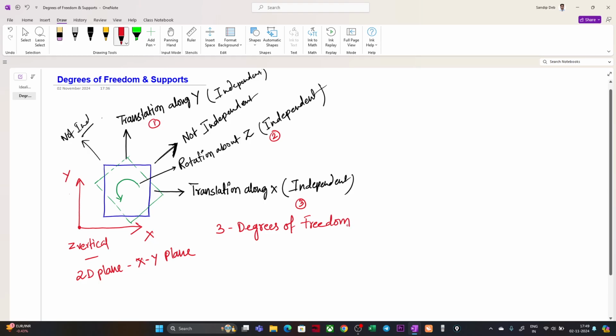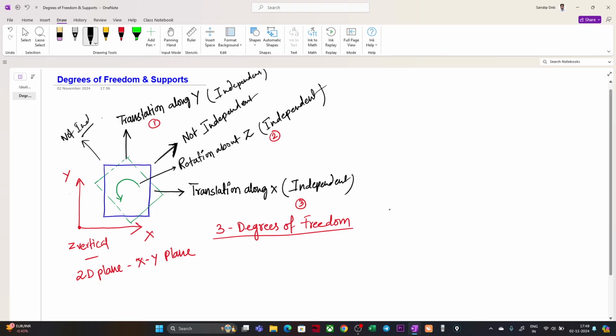Okay, so it can freely move in 3 independent directions, I mean 1 rotation and 2 translation, independently, right? So it has 3 degrees of freedom. So that is what degrees of freedom is. Okay, I have defined. Now let us go with a 3-dimensional plane.